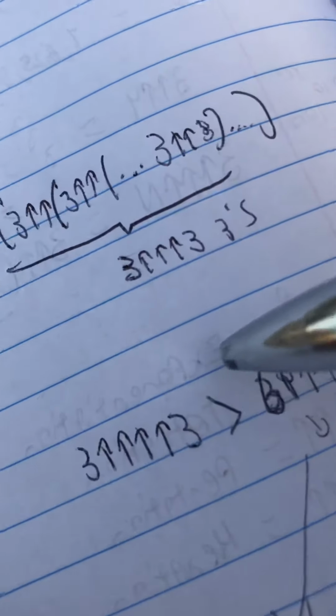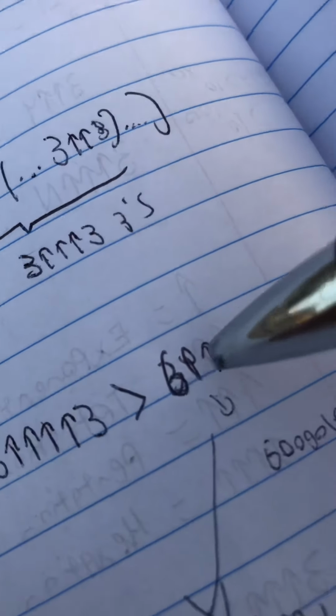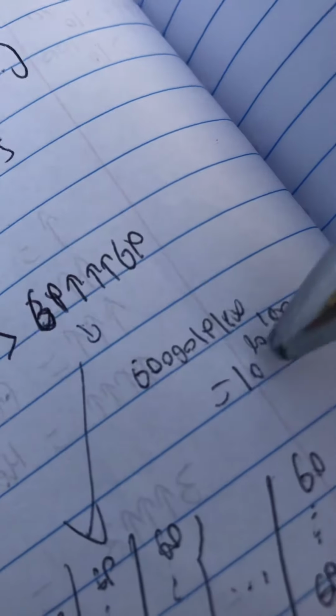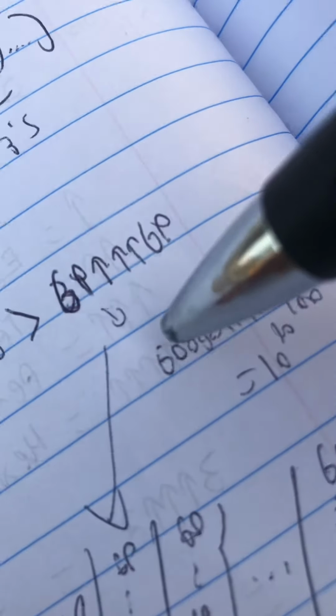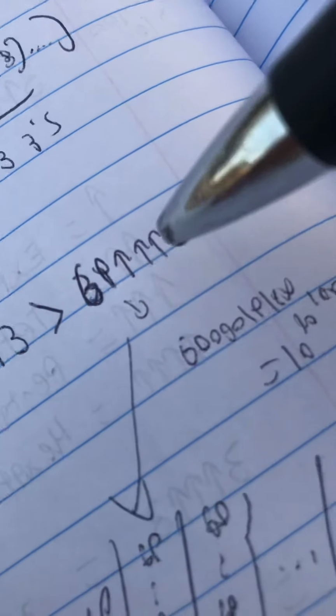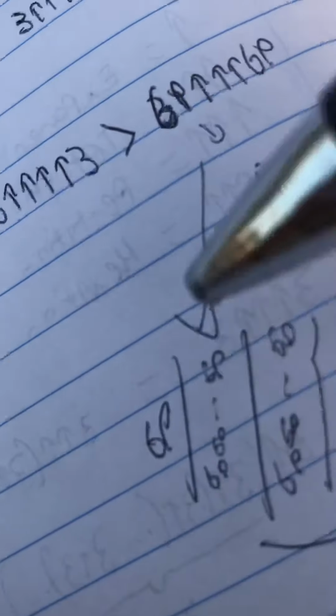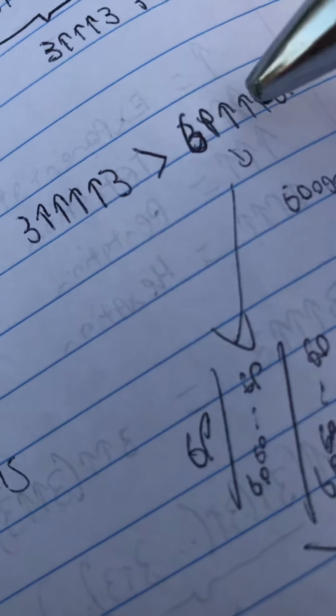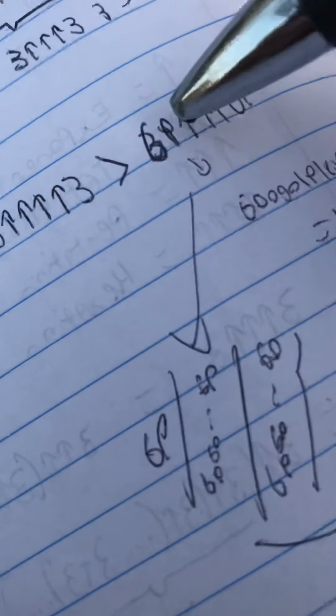I mean 3 4 out 3 is way bigger than Googleplex triple out Googleplex, which equals 10 to the 100. So GP stands for Googleplex. So I'm gonna use GP instead of Googleplex. So of course 3 4 out 3 is way bigger than Googleplex triple out Googleplex.